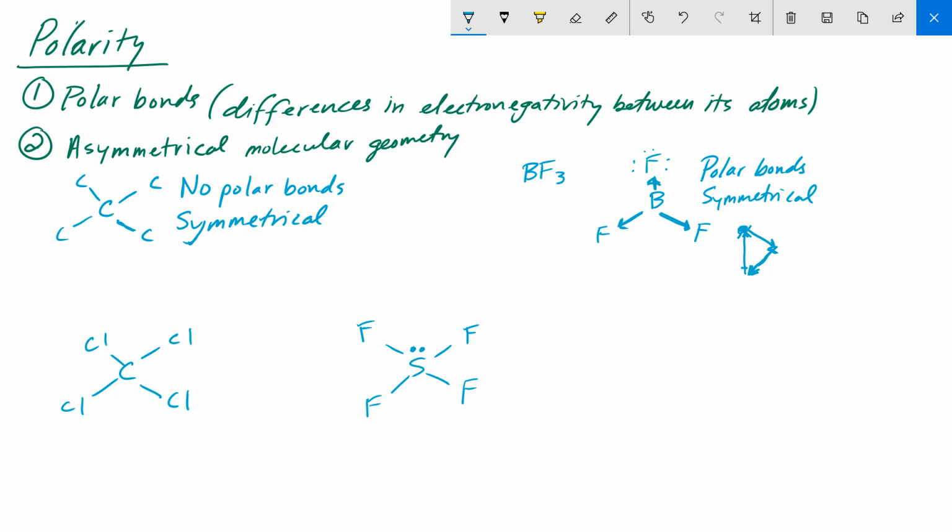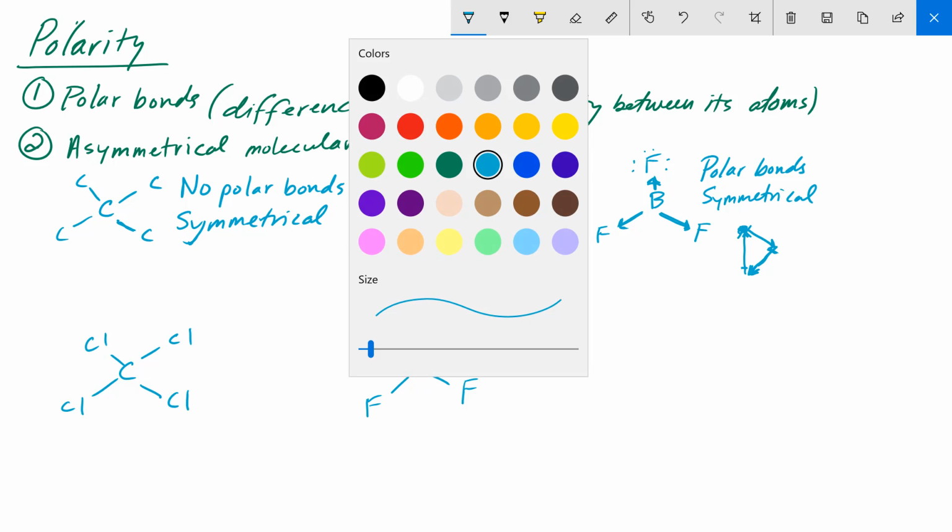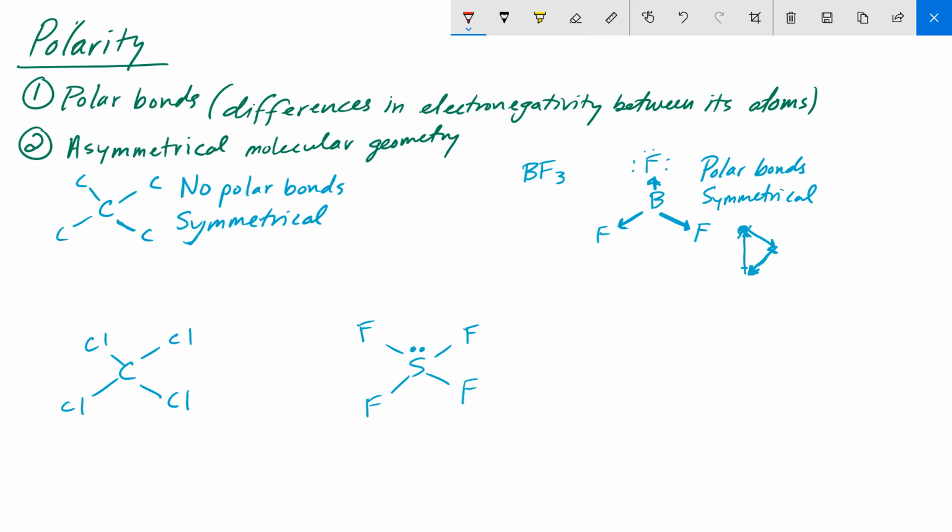So the actual Lewis dot structure of sulfur tetrafluoride looks like this. Let's go about determining if this molecule is polar or not. First, does it have polar bonds? Yes. Fluorine, as we already talked about, is the most polar element on the periodic table. It's going to be pulling electron density towards itself away from the sulfur. We do have polar bonds in this molecule.